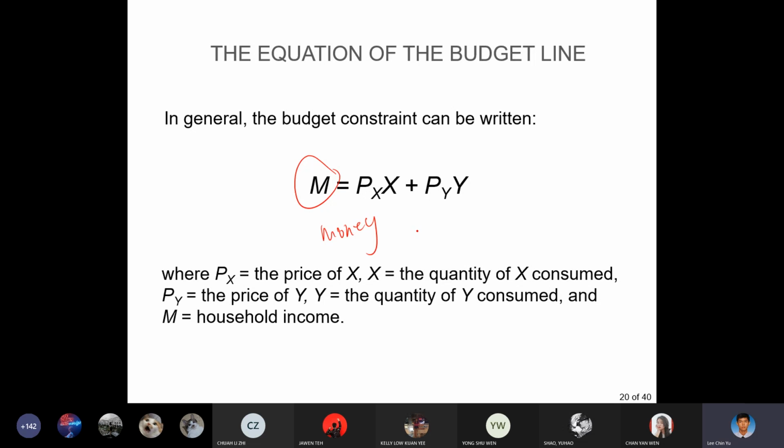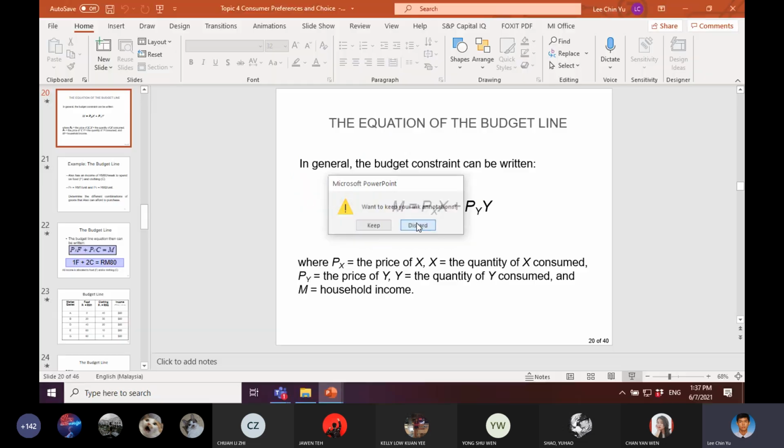Money spent. If you want to use I, you also can. I means income. You don't really need to put M. You can put I for income. However, the textbook uses M because they define M as money. Any problem?